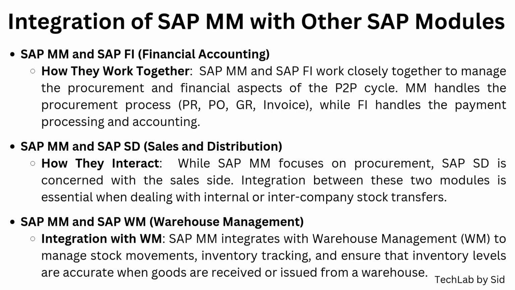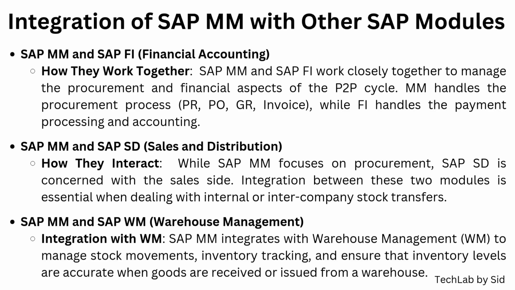MM tracks inventory movements when materials are procured or transferred, while SD manages customer sales orders and intercompany transfers. For example, in an intercompany transfer, MM manages the stock transfer, while SD processes the sales order and invoicing, ensuring accurate updates to both stock levels and financial records.